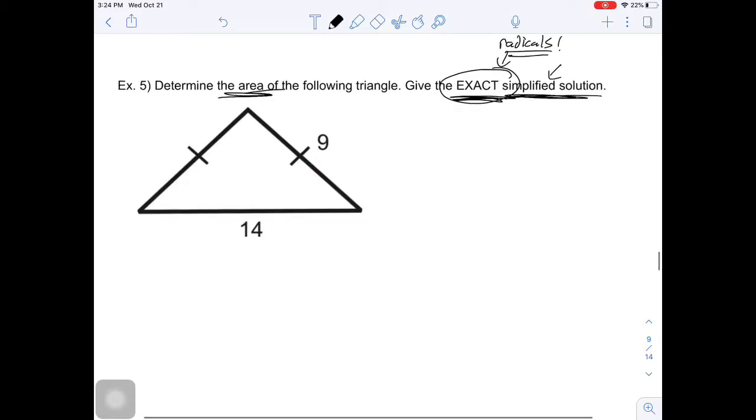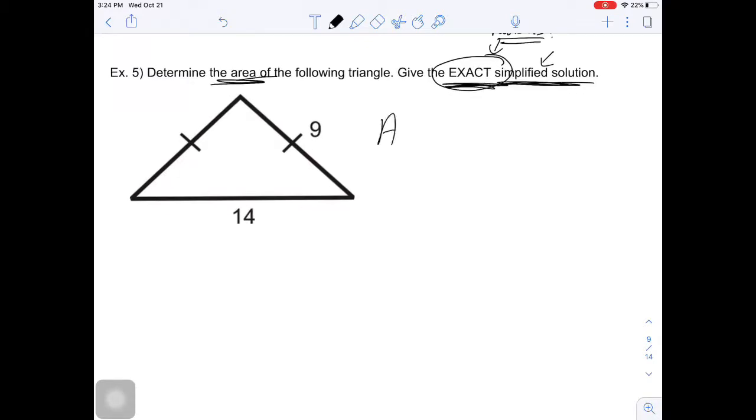So let's determine the area of this triangle. Remember, the area of a triangle equals base times height divided by 2. Recall that this height is the height from the highest point dropped straight down.